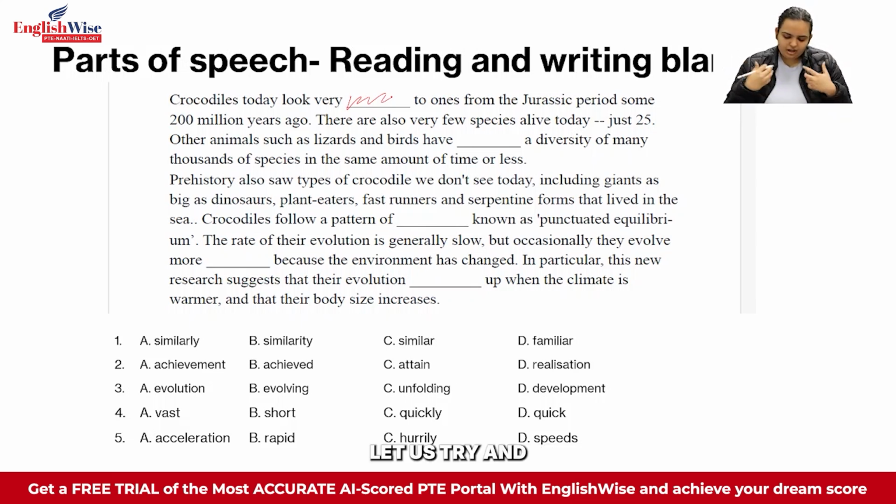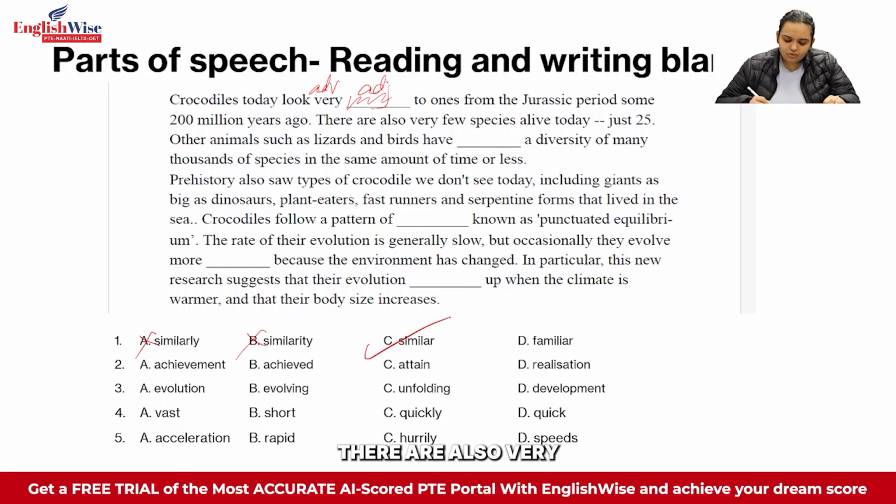Let us try and find out our adjectives here, because you see there's an adverb given here. So that means now you need an adjective to fill this part. We will not choose a noun because the sentence is complete already. So over here, similarly is an adverb, similarity is a noun, familiar is an adjective, and similar is an adjective. Alright, so I can't say they look very familiar to someone. Familiar means resemblance. They are not resembling them, they are not a copy of them, but they are looking identical. That means they are looking similar to them.